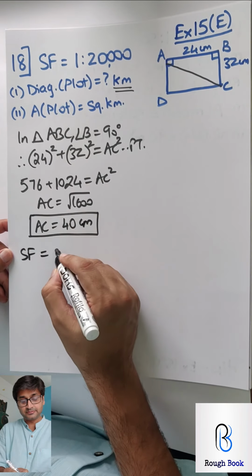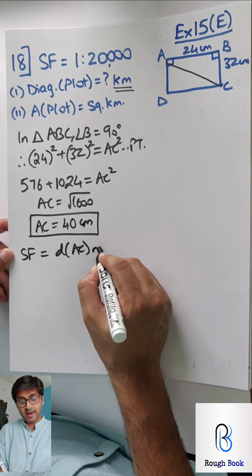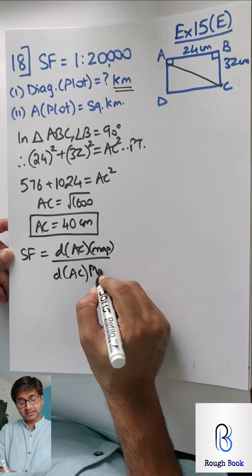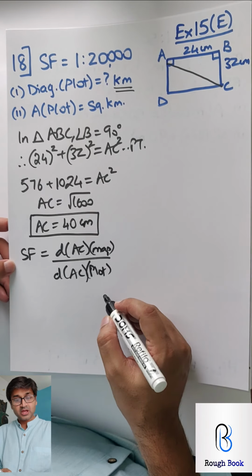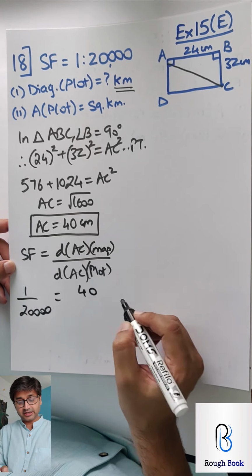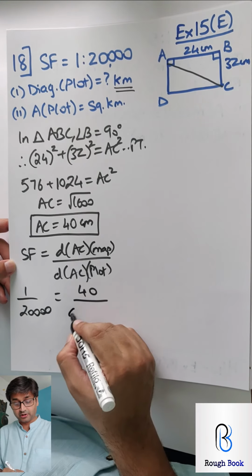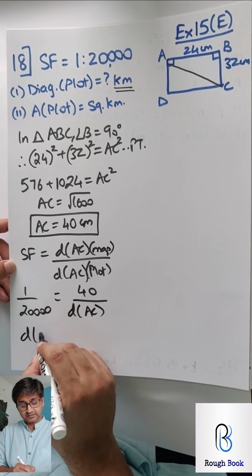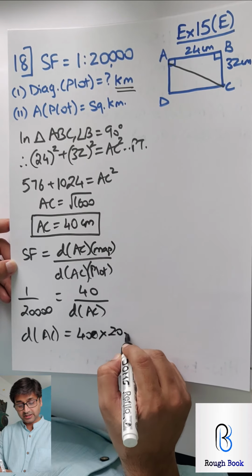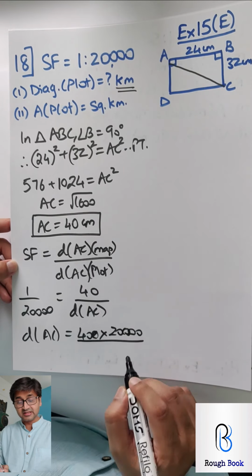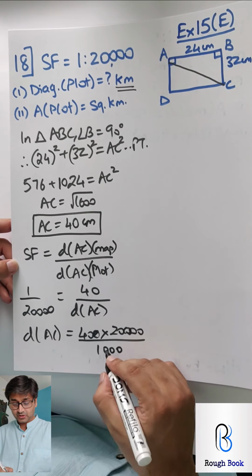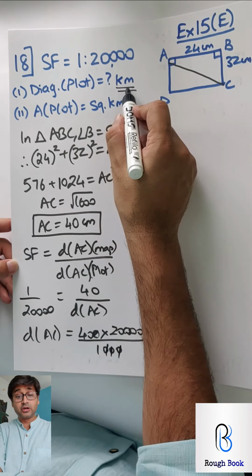So now scale factor, diagonal AC map and diagonal AC plot. That is the real plot we are talking about, okay? So scale factor 1 by 20,000. On the map it is 40 centimeters. You'll have to convert also. So real diagonal AC is 40 into 20,000. But since this is in centimeters, converting to meters, so divided by 100, and then converting to kilometers.